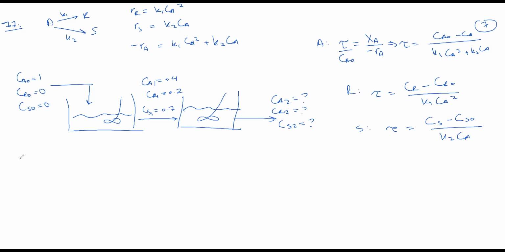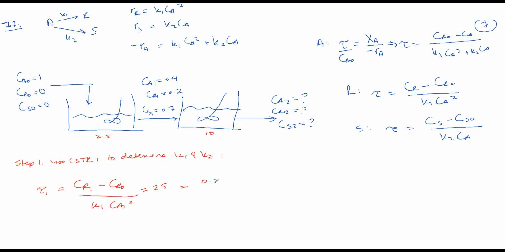So step 1, use CSTR1 to determine K1 and K2. In this case, I'm just going to use, first of all, tau1 is equal to CR1 minus CR0 over K1 CA1 squared. I'm given the taus, so this tau is given to be 2.5, this tau is given to be 10. So this is equal to 2.5.